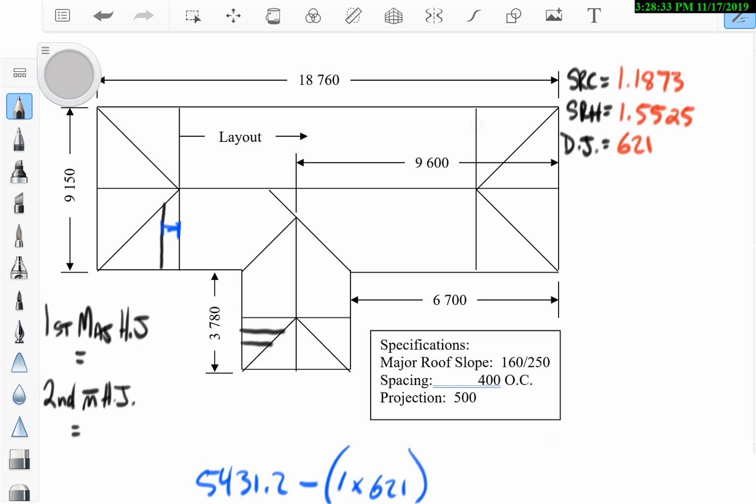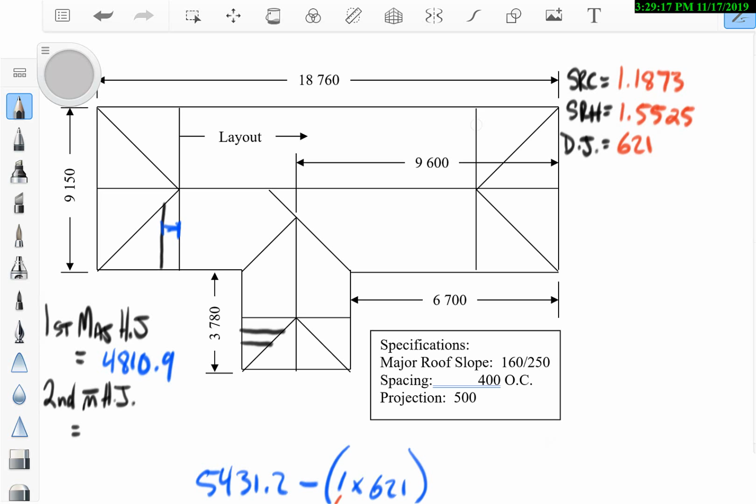In brackets, 1 times, and what's my difference in jacks? 621, close bracket, enter. So we should have now a first major hip jack line length of 4810.9. Now we will simply go back to our minor roof, and we have 2900 times our slope ratio common, which is 1.1873. So the line length of our minor common is 3443.2. We'll subtract from that.